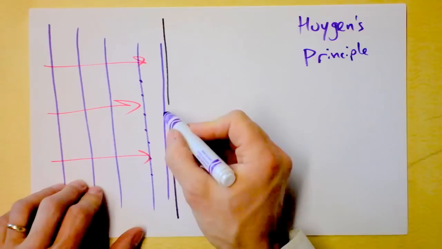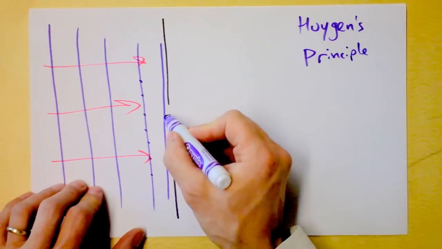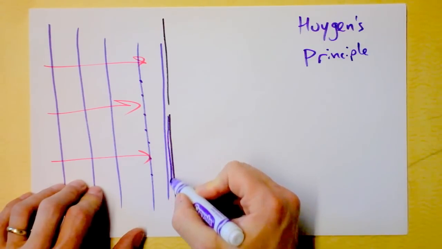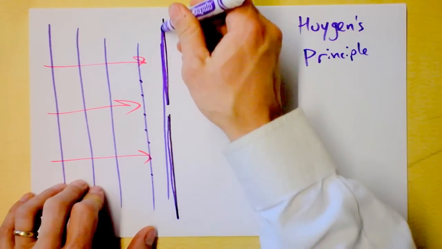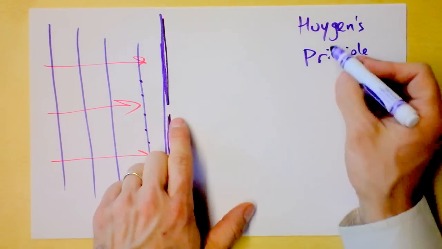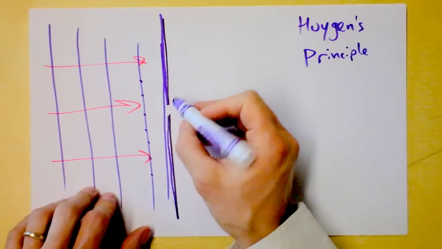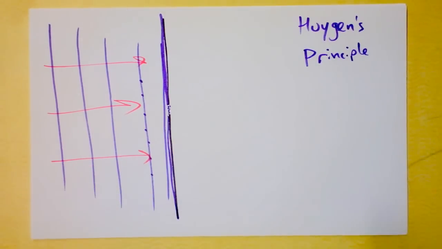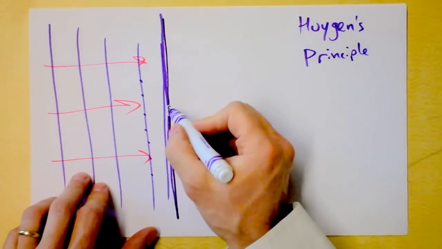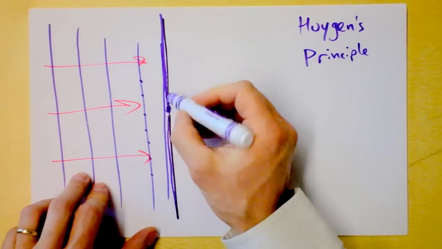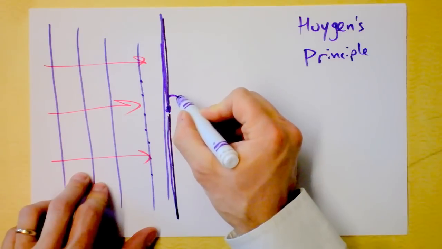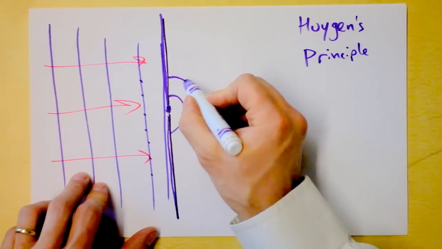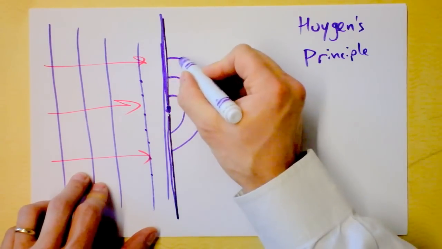So what's happening as we reach this barrier is that all of the wave here is being blocked, and all of the wave here is being blocked, so we're able to actually see Huygens' principle at work. These locations right here are very close to each other, and they become locations from which a new wave springs, and that's why sound can bend around a corner.